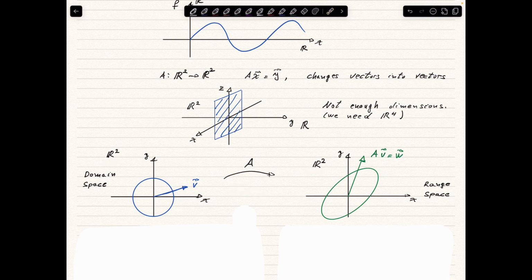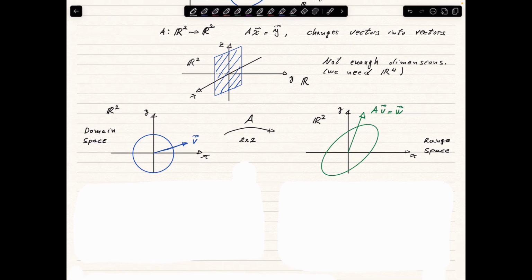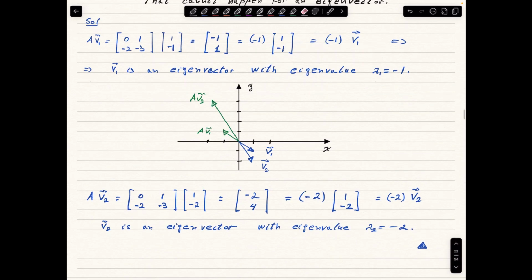So let's put it here. This is for 2x2 matrices. As soon as the matrix is a little bit bigger, we cannot even do this type of representation. For example, for a 4x4 matrix, we cannot do it anymore. But up to 3x3, or 2x3, or 3x2, we can do this type of representation. And in the case of square 2x2 matrices, we can put domain and range space together like this, which is what we were doing here.